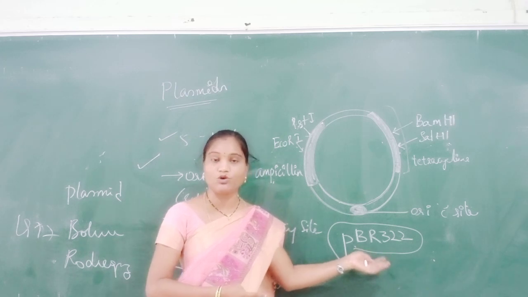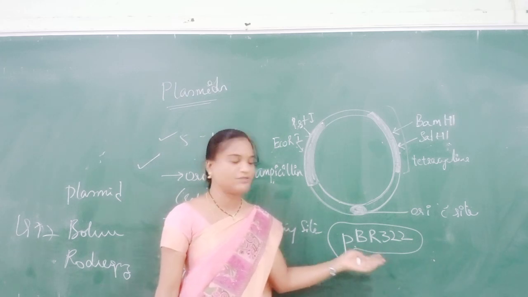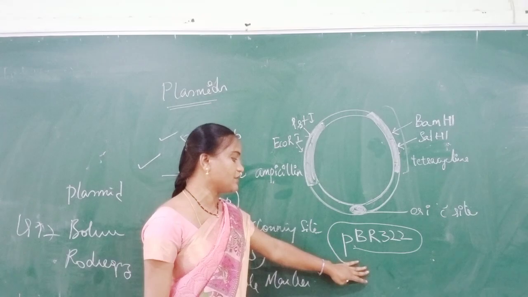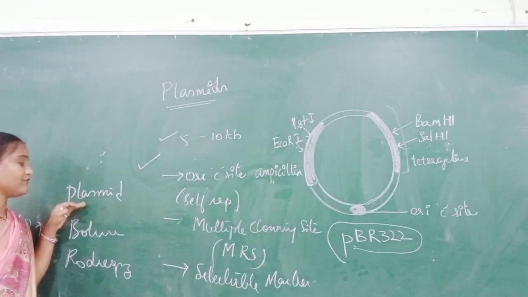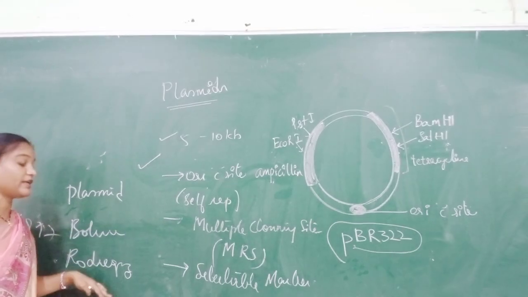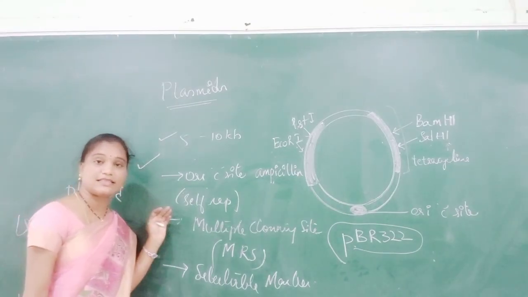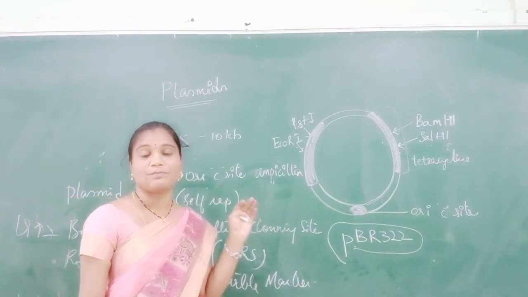You have prepared this particular plasmid vector. So this pBR322, as I said earlier, was first introduced. The p denotes plasmid, B for Bolivar, R for Rodriguez. In the year 1977, they prepared this vector.